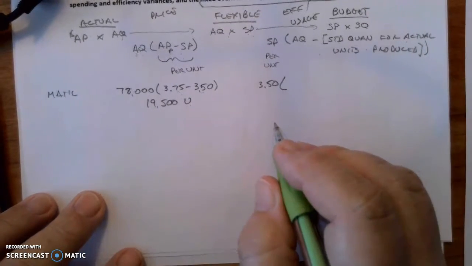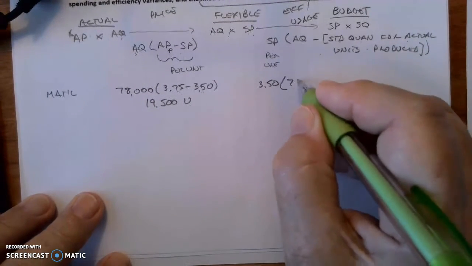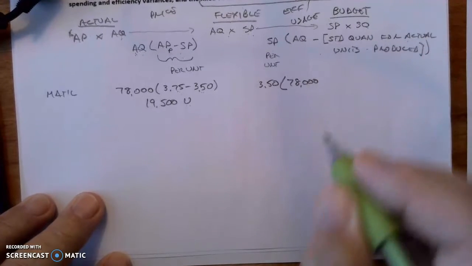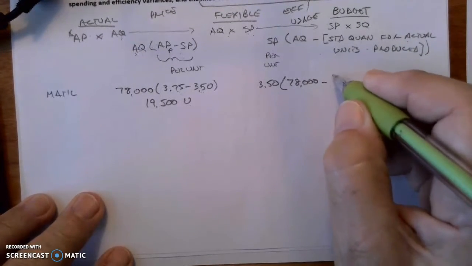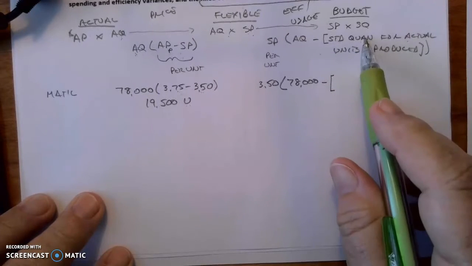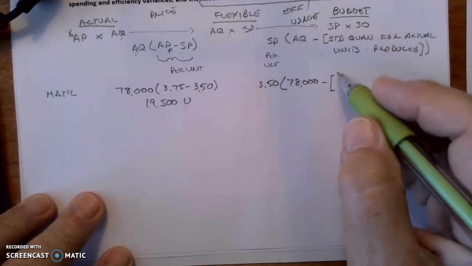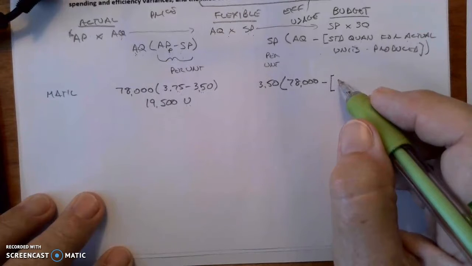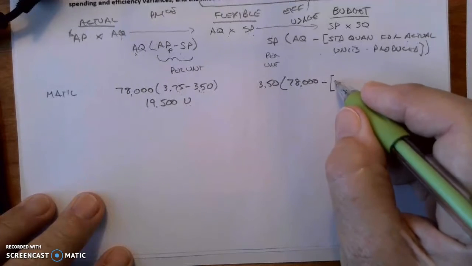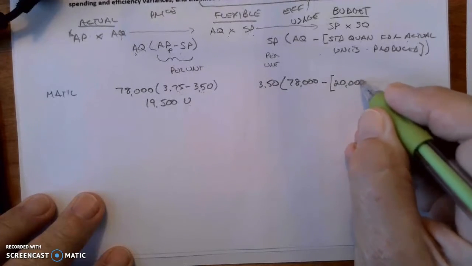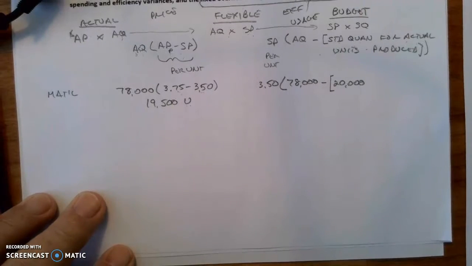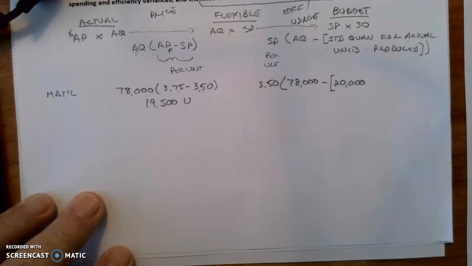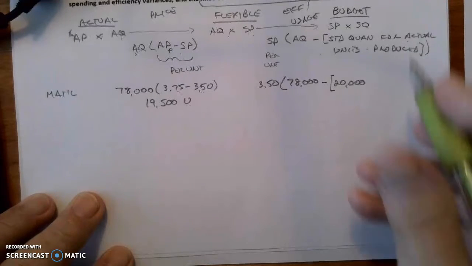And for efficiency or usage variance, we're looking for differences in quantities, all right? So my actual quantity was 78,000. Are they yards? Yeah, yards because they're ropes. 78,000 minus, and remember it's going to be the standard quantity for actual units produced. So we produced how many? 20,000 jump ropes. All right, and the standard quantity for actual units produced is 4 yards of rope times 4.